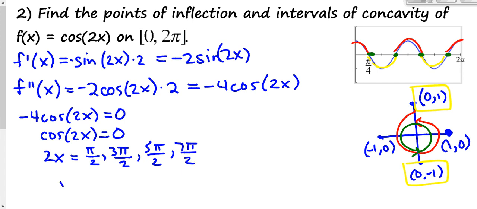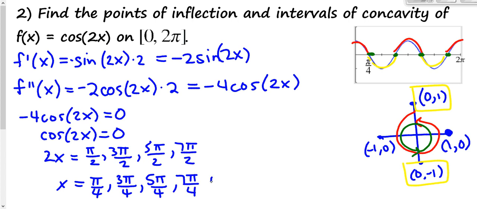Now we divide all those answers by 2, and we have pi over 4, 3 pi over 4, 5 pi over 4, and 7 pi over 4. Those are the potential inflection points. Look at the graph. Pi over 4, 3 pi over 4, 5 pi over 4, 7 pi over 4. That makes sense for the graph.